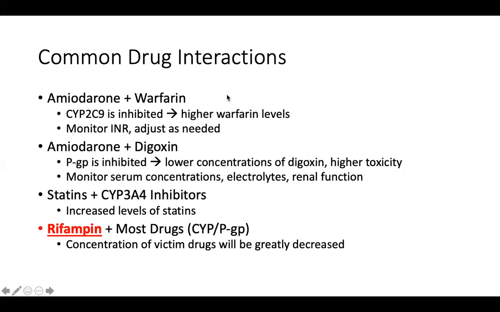Amiodarone and digoxin, this is where P-gp comes into play. That's inhibited and would cause higher concentrations of digoxin and possibly toxicity. So we'd have to monitor the serum concentrations, electrolytes, and renal function. Definitely we see the CYP3A4 interactions with statins, so we have to be careful of that.